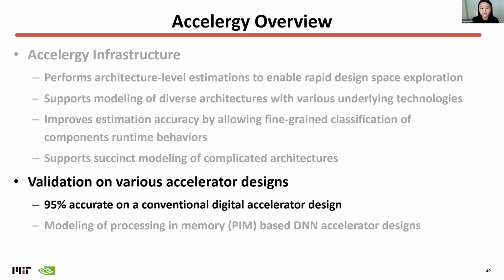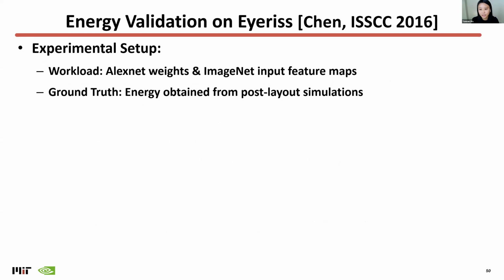Does it perform accurate estimation on the various accelerator designs? So we first perform a validation on a conventional digital DNN accelerator design, which is Eyeriss, and we run AlexNet with ImageNet input feature maps on it and compare it to the ground truth generated from the post-layout simulations.